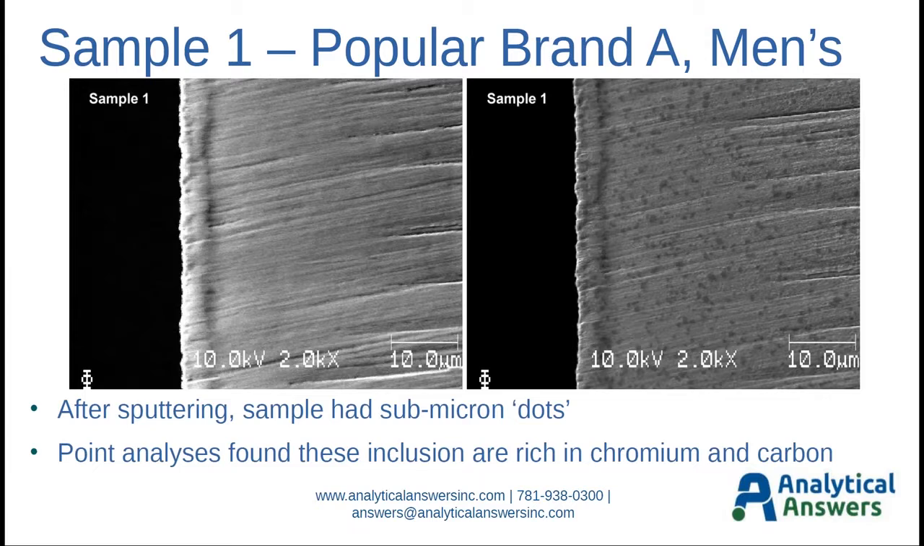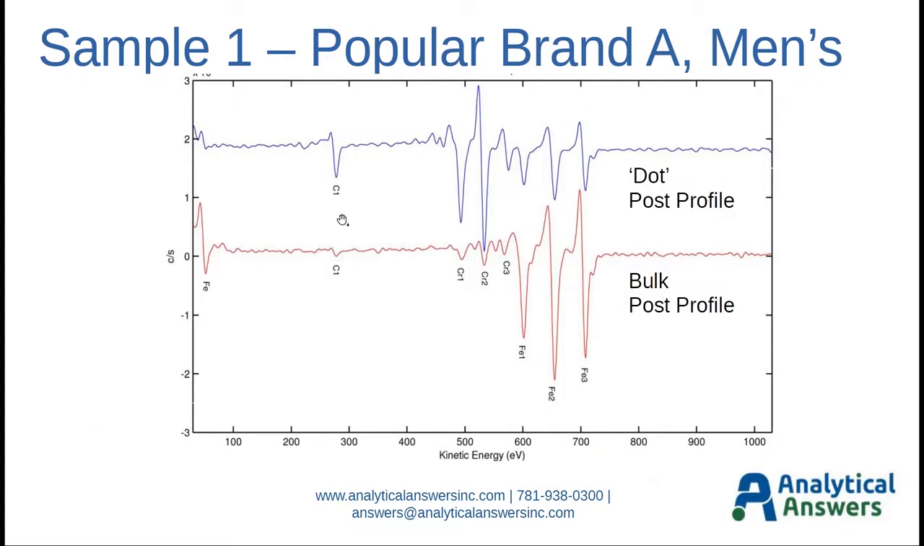I mentioned that the carbon was very high after the depth profile. This is the 2KX image of the blade edge before sputtering. This is the same blade edge area after sputtering. You can see it has polka dots. It's got the measles or something. And if you do point analyses on these little black dots, you'll find that these are inclusions that are rich in chromium and carbon, and that's actually characteristic of these steels to help with their mechanical properties.